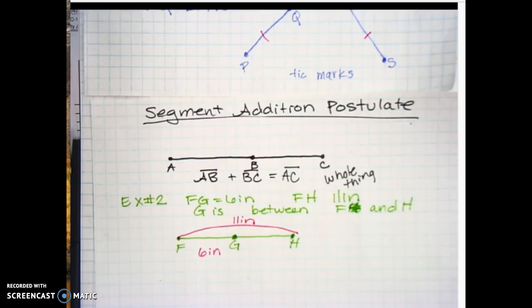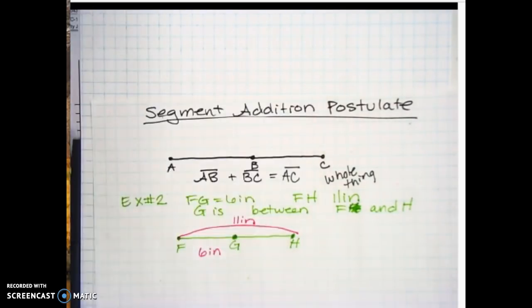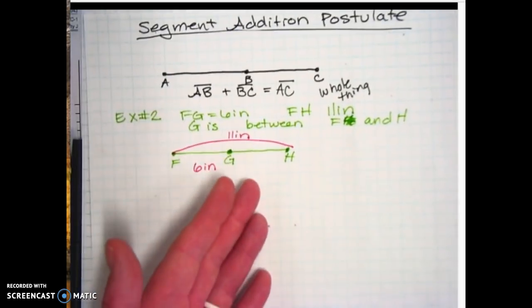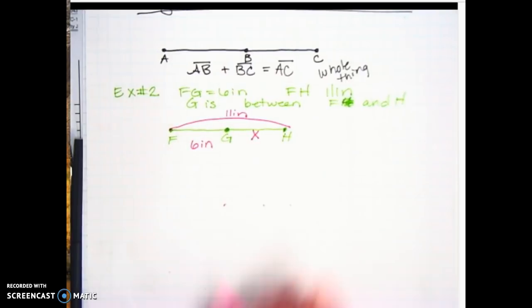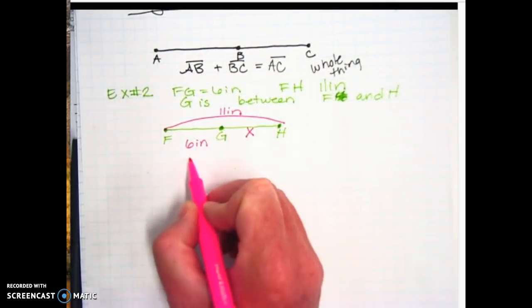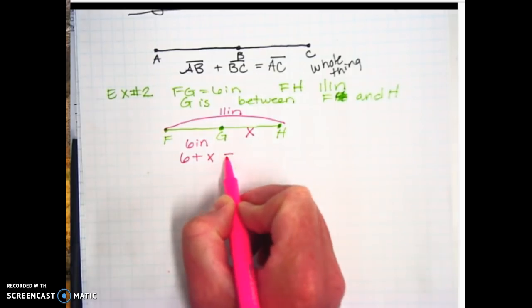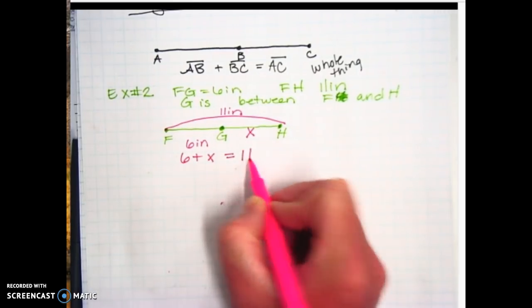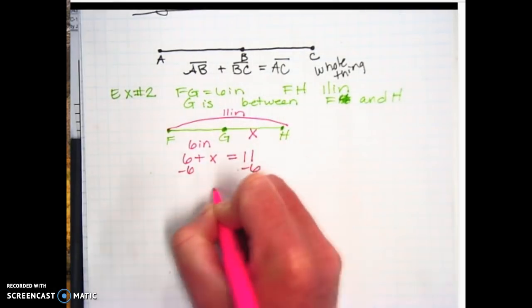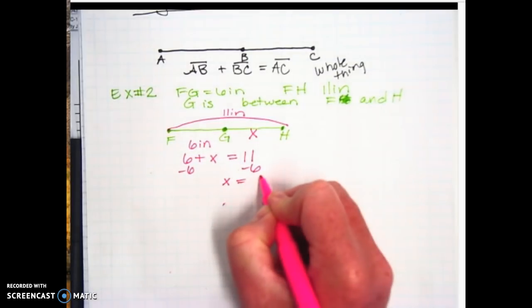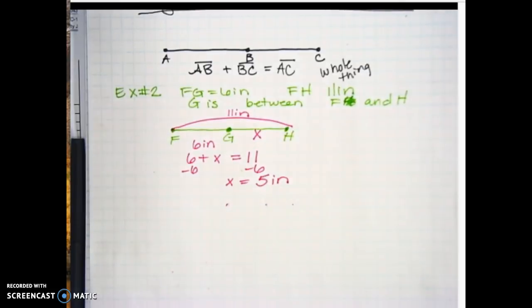Okay, so we're going to use the segment addition postulate, but we're not actually going to use addition. What are we going to use? Subtraction. Okay, even though it's called the addition postulate, we actually have to figure out what number is being added. So that's actually subtraction. So we'll put a little x right here. And we'll say that these two added together, so 6 plus x, is going to be equal to the whole thing, 11. Subtract 6 from both sides. So that little piece right there is how many inches? 5.